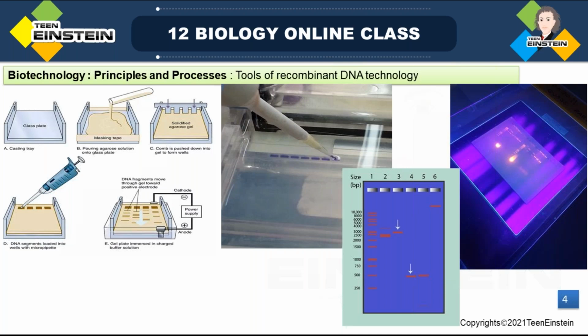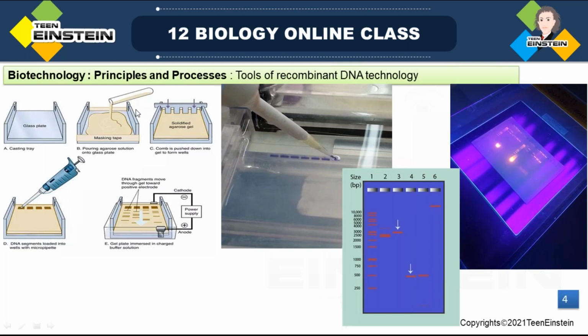So before getting solidified, in the third picture here you can see a comb-like structure which you have placed. We'll call it a comb. So this comb we need to place. If it becomes completely solidified, we can't place the comb, right? The gel will break. So before getting solidified, we need to keep the comb.